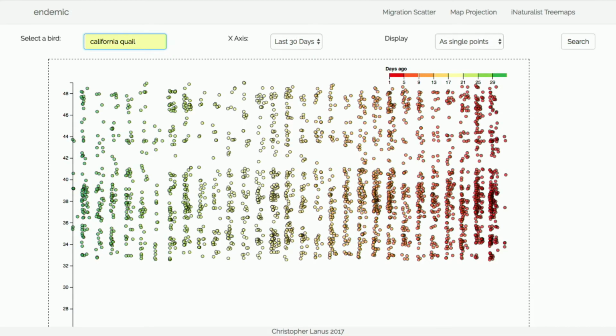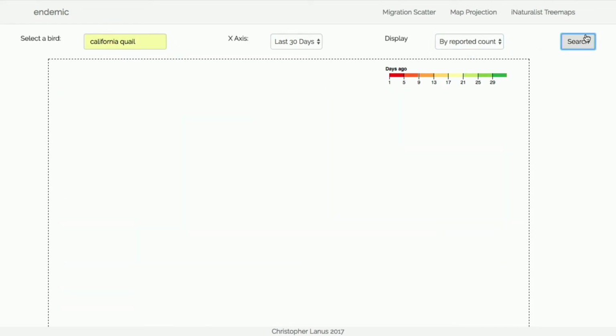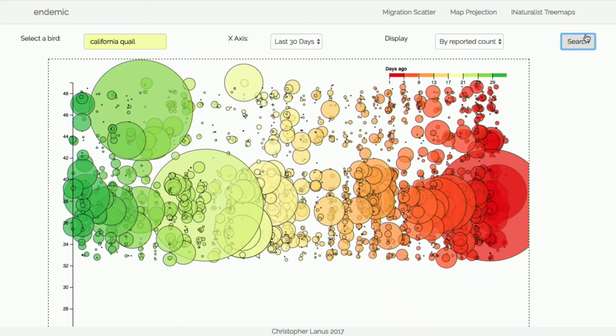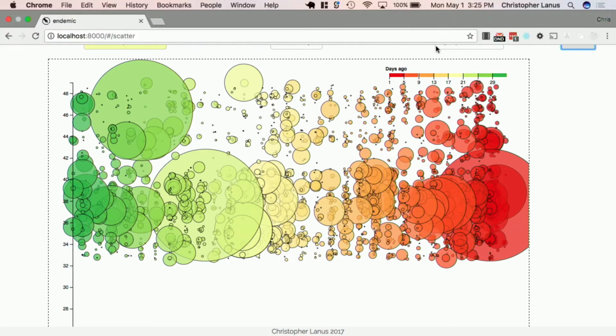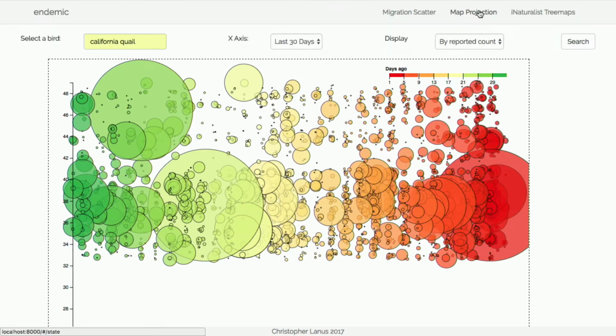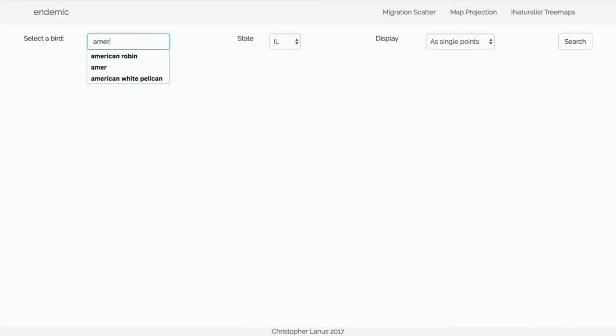What we can do with this application is demonstrate the last 3,000 sightings of California quail. You'll notice that the colors indicate time reported, in terms of when it was seen. You can also see how many were seen at a given sighting. So, for example, one person reported that there were 120 quail that they saw. That's sort of interesting.